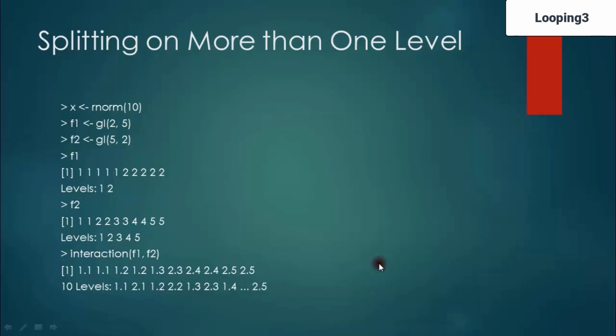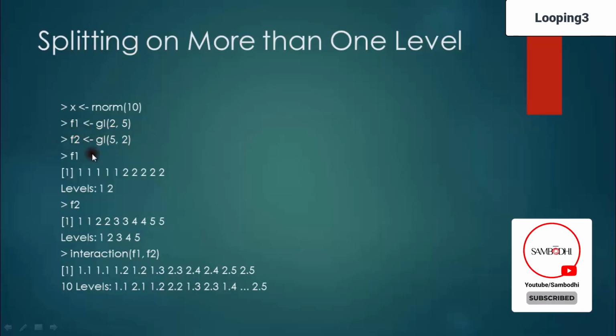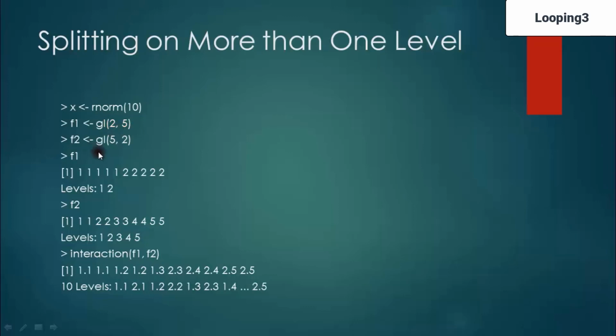So how to split the data on more than one level? Let's say you have a random distribution set passed on to x, and you have f1 equal to gl of 2 comma 5 and f2 equal to gl of 5 comma 2. Basically, gl is the function which repeats 1 to 2, 5 times, and here 1 to 5, 2 times. So you'll have f1 as 1 five times, 2 five times. These are factors actually, so it will have levels 1 comma 2. In the same way, f2 will have levels 1 2 3 4 5, and everything will be repeated twice.